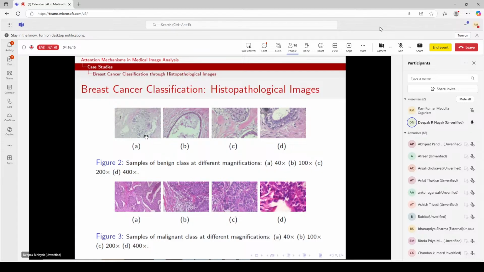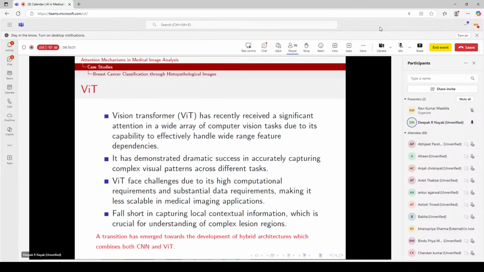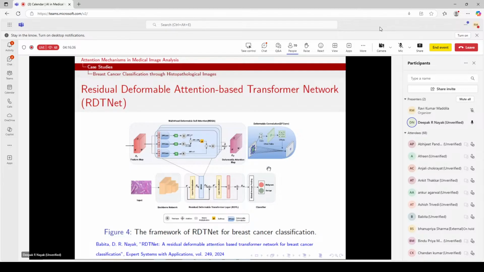Here are some sample histopathological images at different scales, or different magnifications: 40x, 100x, 200x and 400x magnifications for both categories. I have already mentioned why we have combined the CNN and ViT together, and this is the model which we have proposed recently. The name we have given is residual deformable attention-based transformer network.